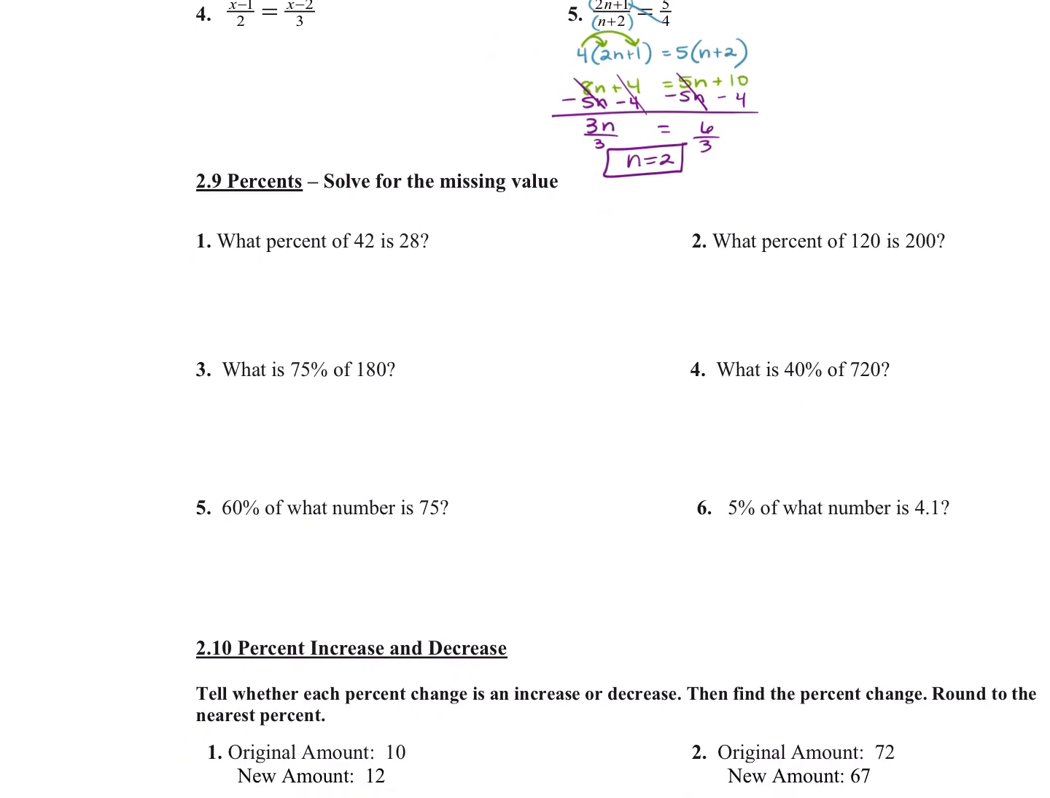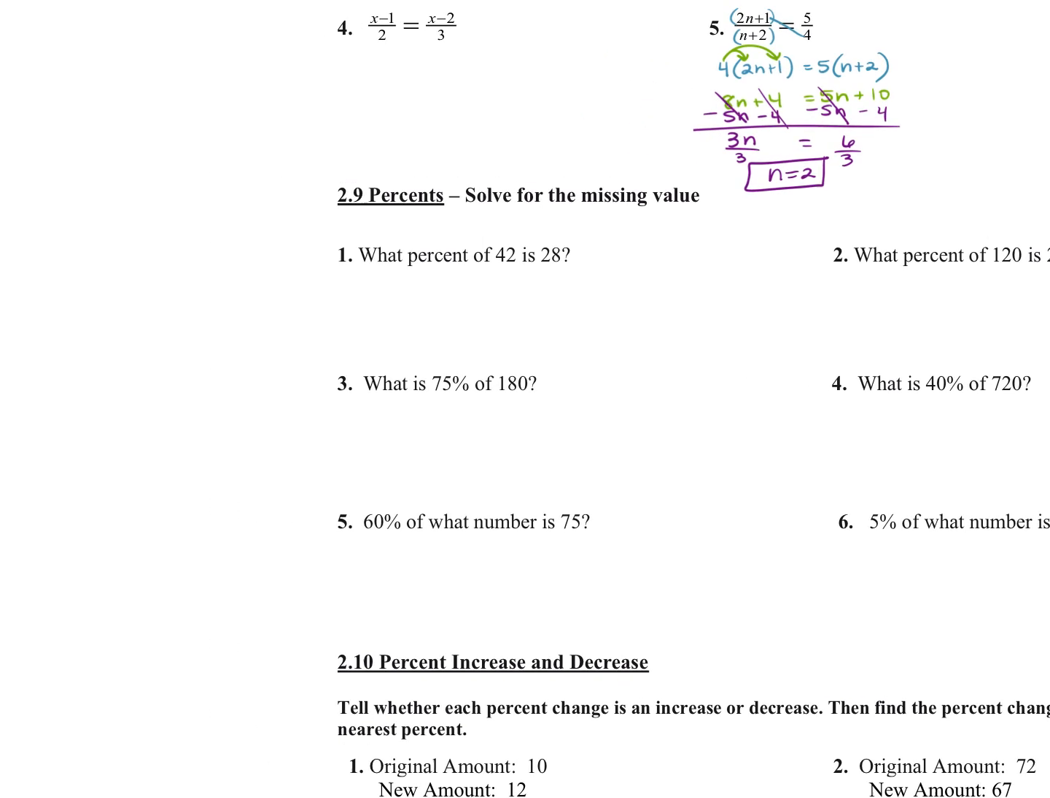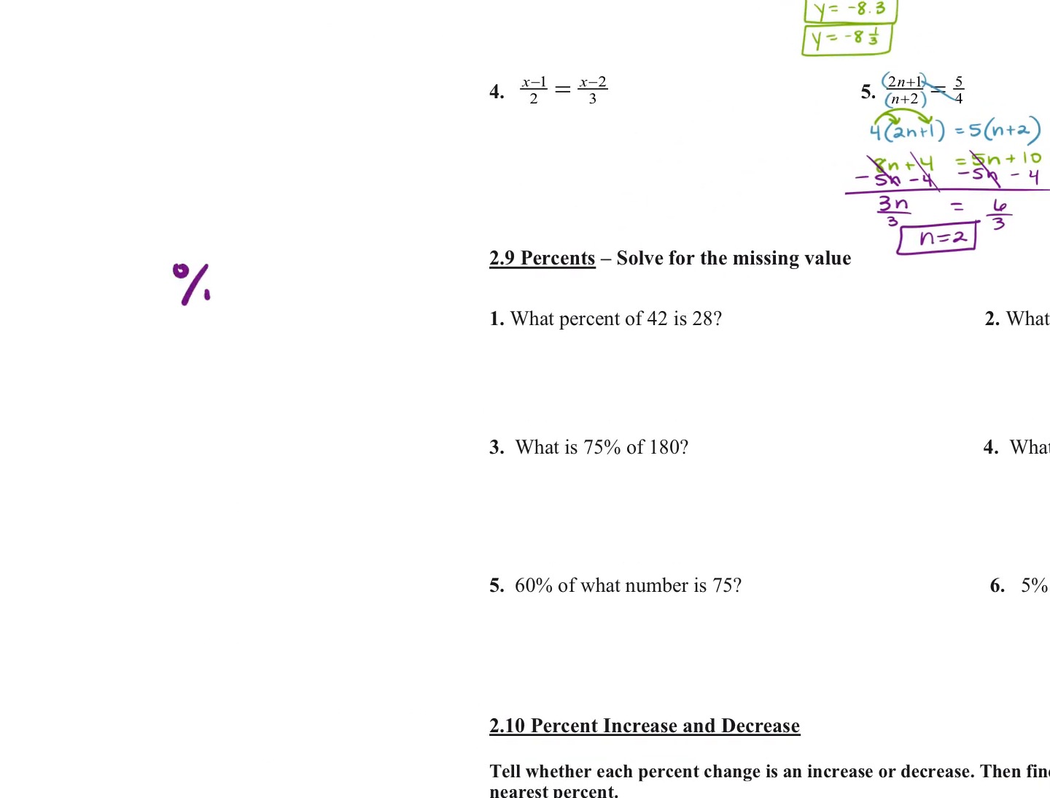Okay, go to 2.9. Here's a quick refresher. Percent over what? 100. Percent over 100 equals is over of. Okay, and I think most of you liked that way, so we'll try to set it up that way. Look at number 1.